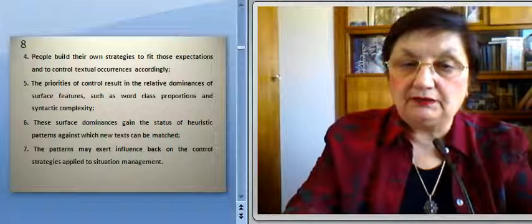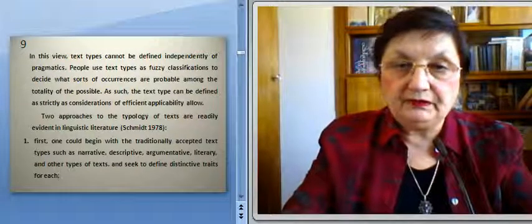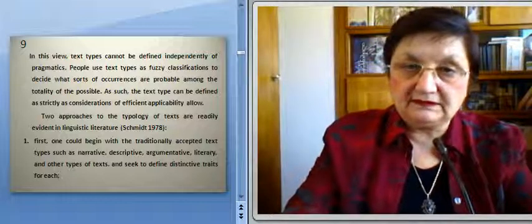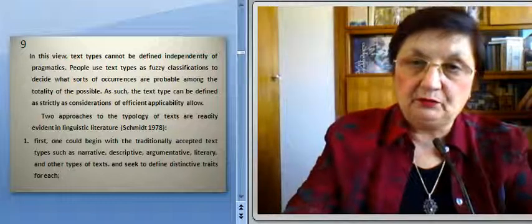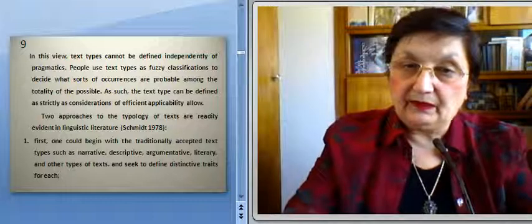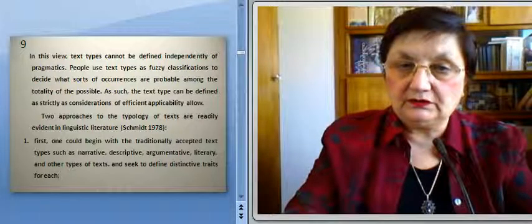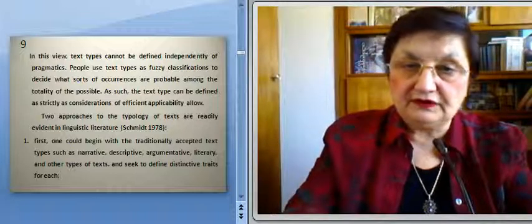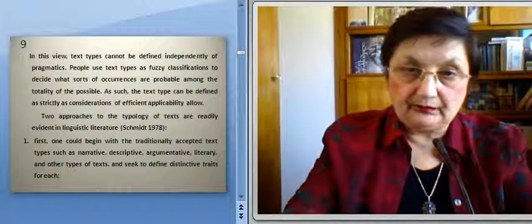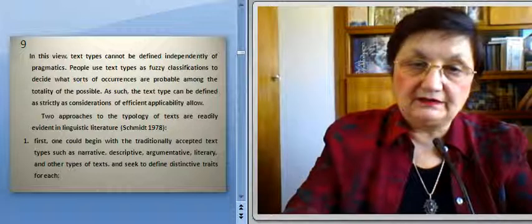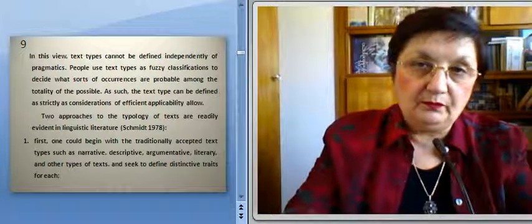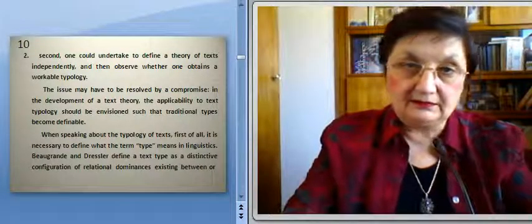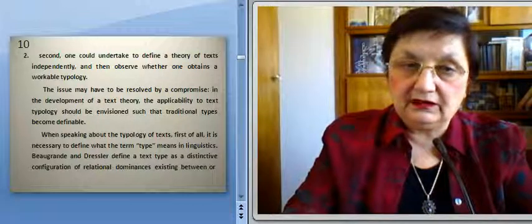In this view, text types cannot be defined independently of pragmatics. People use text types as fuzzy classifications to decide what sort of occurrences are probable among the totality of the possible. As such, the text type can be defined as strictly as considerations of efficient applicability allow. Two approaches to the typology of text are readily evident in linguistic literature. First, one could begin with the traditionally accepted text types such as narrative, descriptive, argumentative, literary, and other types of text and seek to define distinctive traits for each. And second, one could undertake to define a serial text independently and then observe whether one obtains a workable typology.